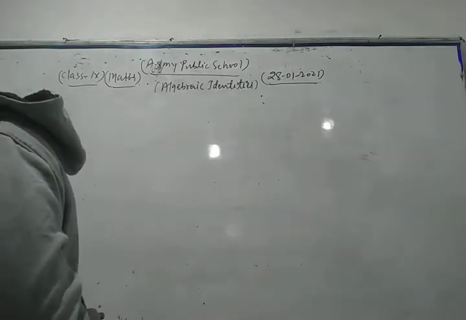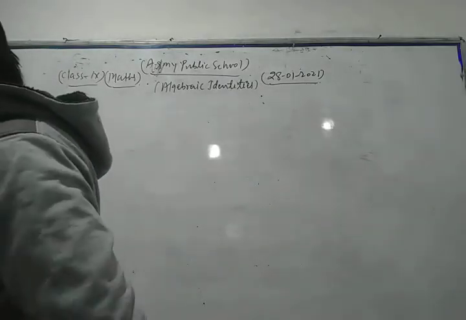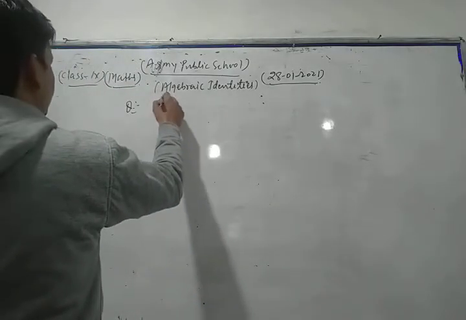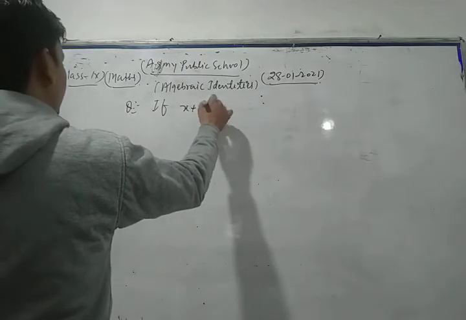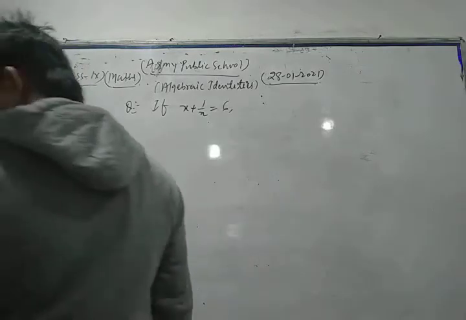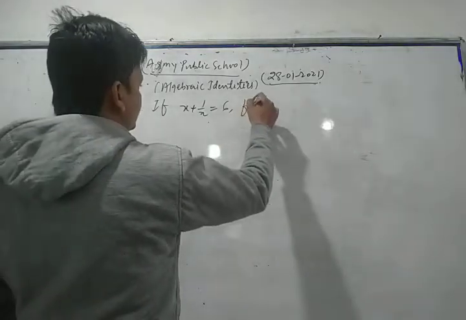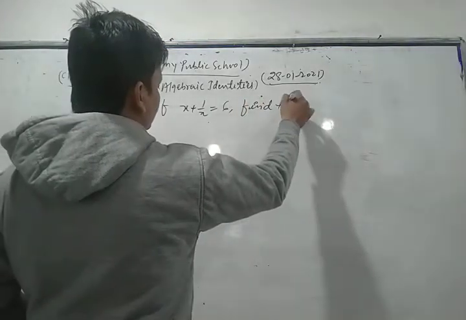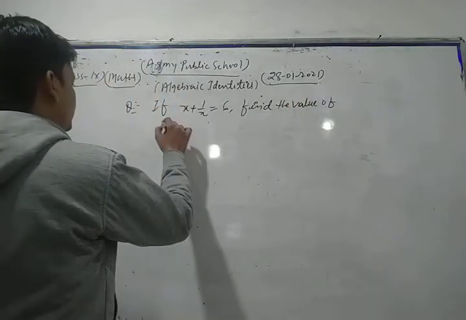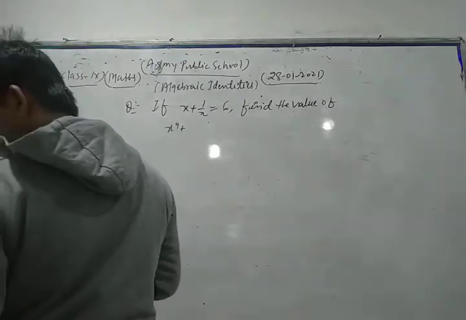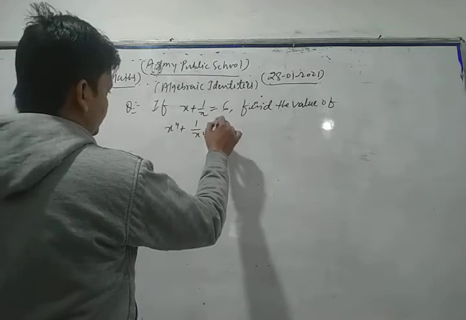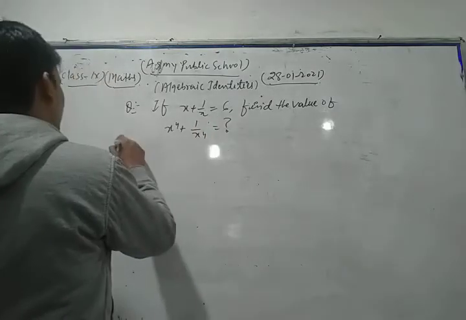Now let's see the question here, dear student. We take a very important question based on identity. This is the question here. If x plus 1 upon x is equal to 6, find the value of x power 4 plus 1 upon x power 4. Now let's solve it.